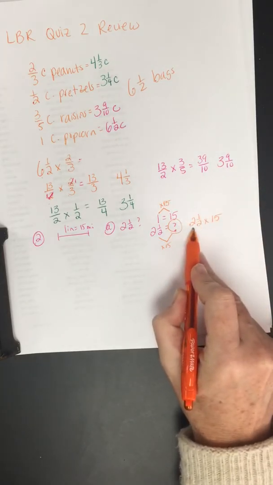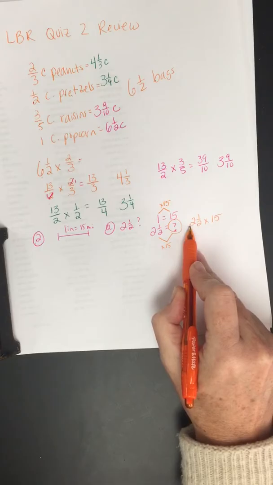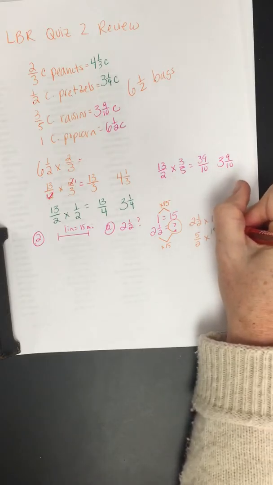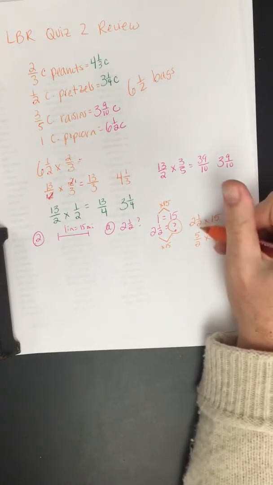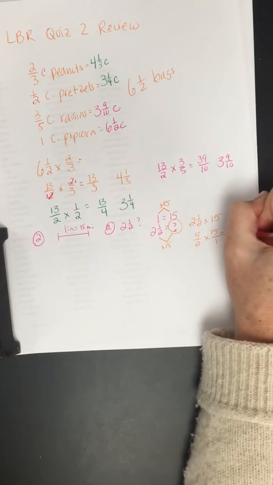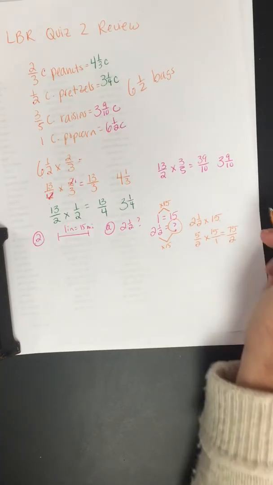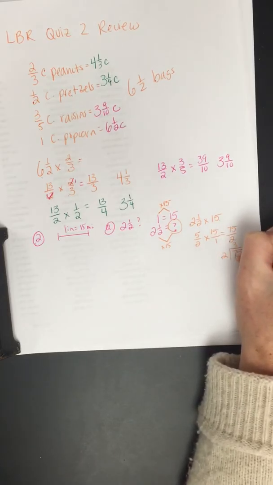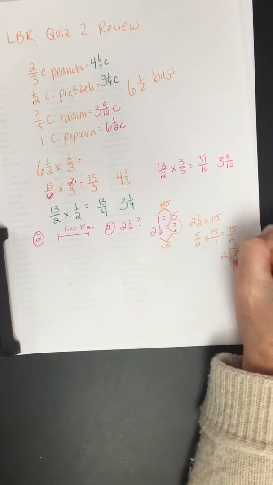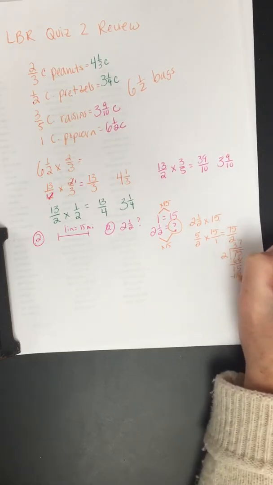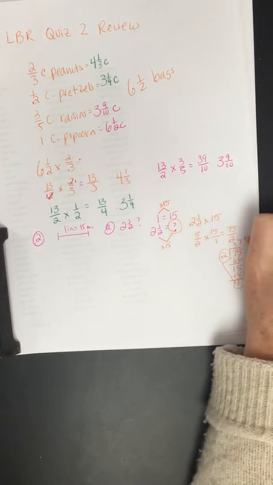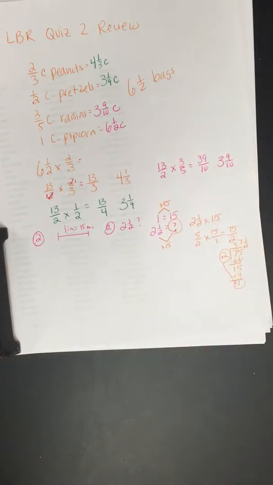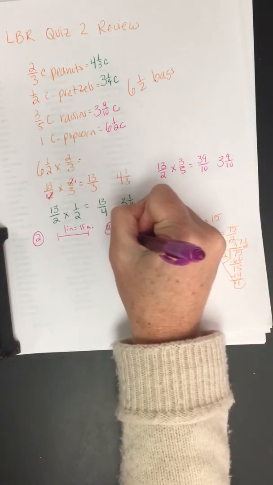To solve this, I need to change my mixed number to an improper fraction. 2 times 2 is 4, plus 1 is 5. 5 over 2 times, my whole number needs to be put over 1. Now I can do 15 times 5, which is 75 over 2. So 2 goes into 75. We can divide that if we need to. 2 goes into 7, 3. 2 goes into 15, 7. I put my remainder over my divisor, and I end up with 37.5 inches. So A would be 37.5 inches.